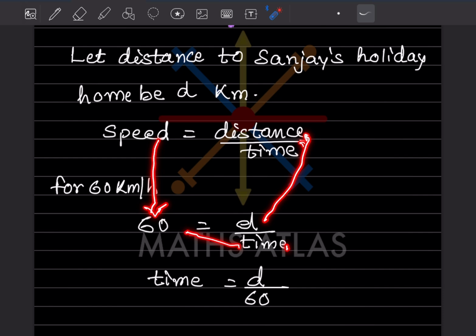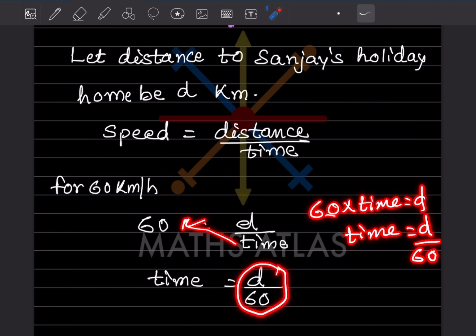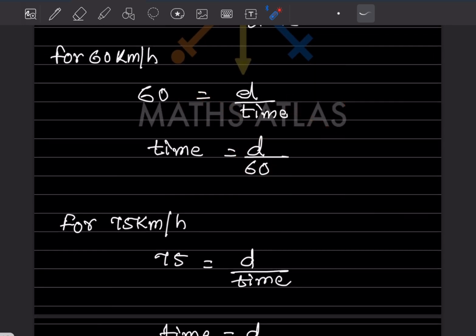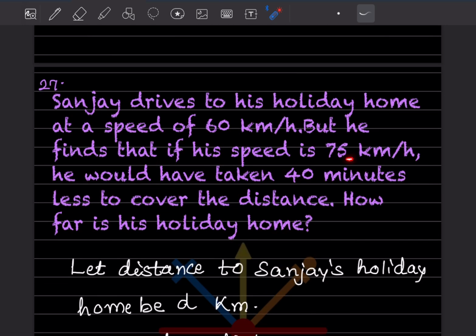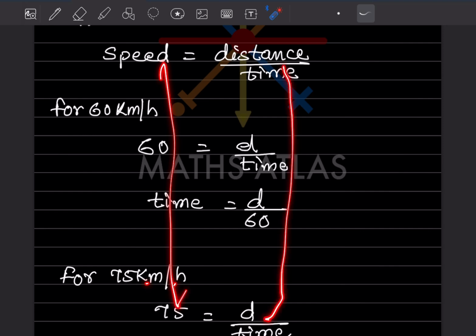If we take this one, I'll just take this here, 60 into time is equal to d. So time will be d by 60, this goes in the denominator, because if you write it the opposite way, it's going to be wrong. So this step is very important. So that will be d by 60. Now we are taking 75, because they said if the speed is 75 kilometers per hour, he will have taken less time. So for 75 kilometers per hour, we will put here 75, the distance is d, again the time.